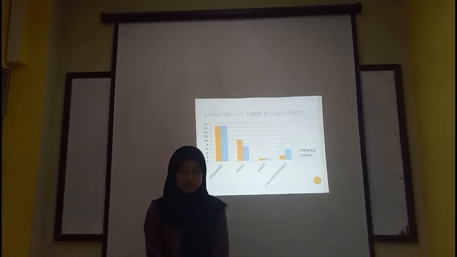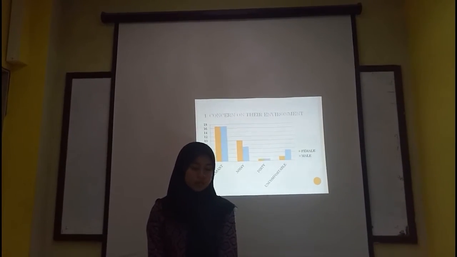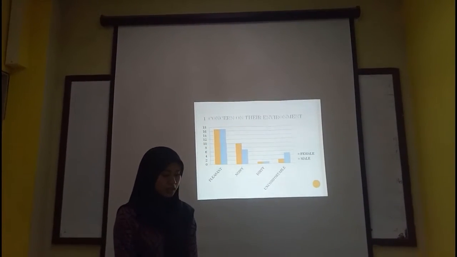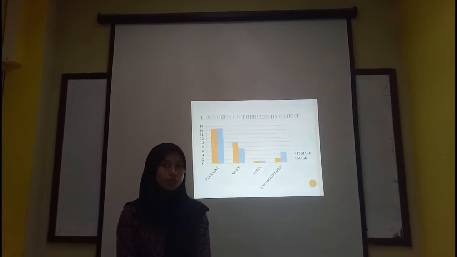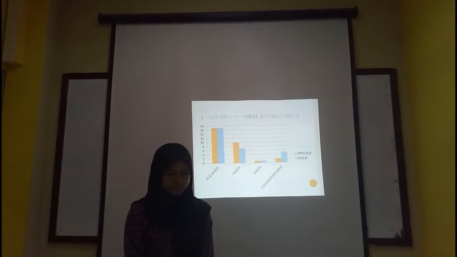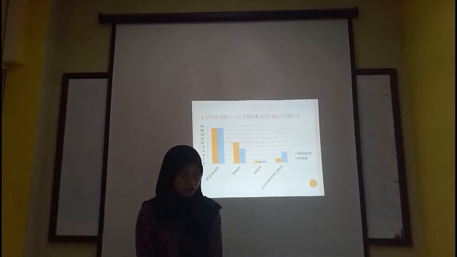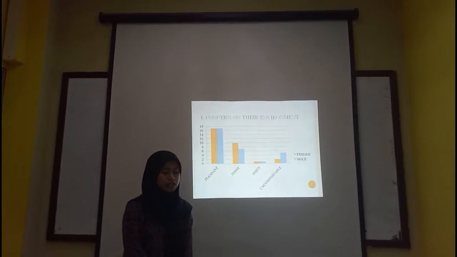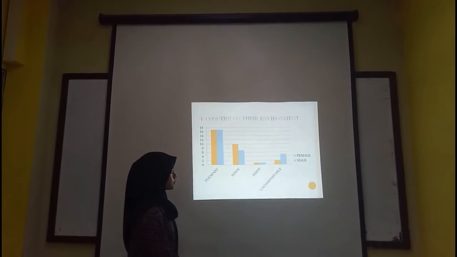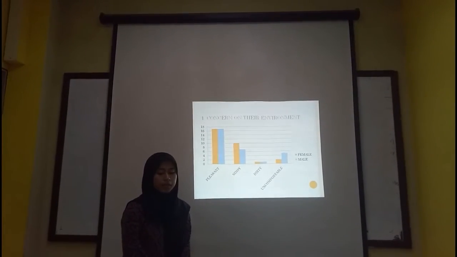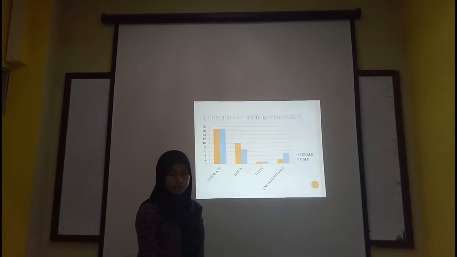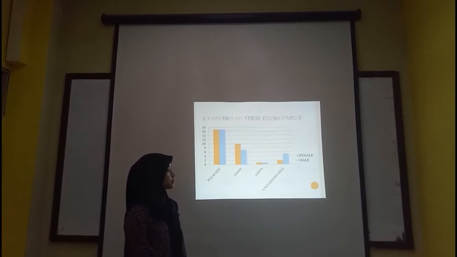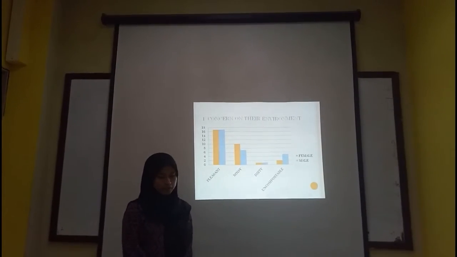Before I describe the graph and the finding, let me share with you the purpose of this survey. So the purpose of this survey is to see the students' opinion on their surrounding. Now, let me start with the presentation. First, I'd like to bring your attention to the bar graph, which is in front of you. The bar graph is separated by two colors, which is orange and blue. Orange is for female and blue is for male.